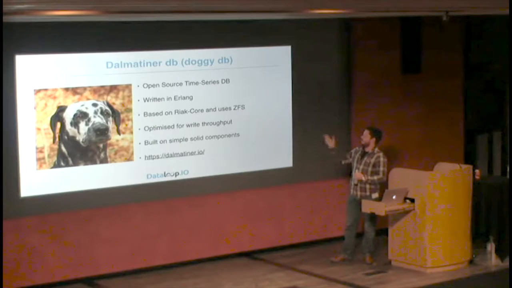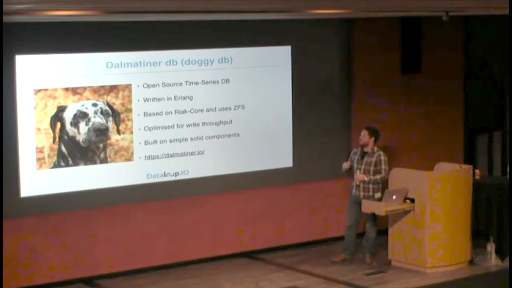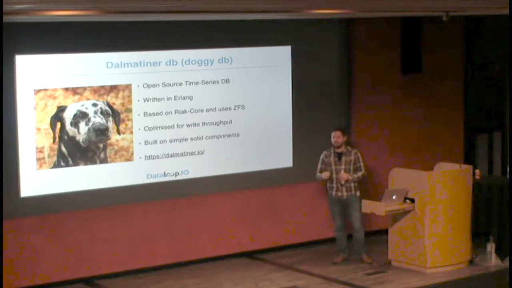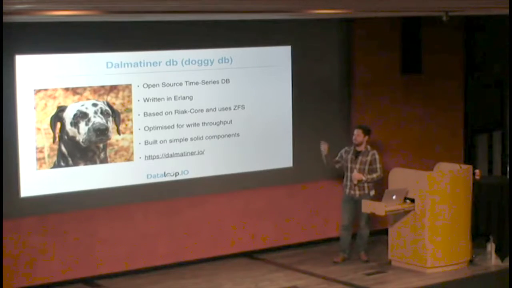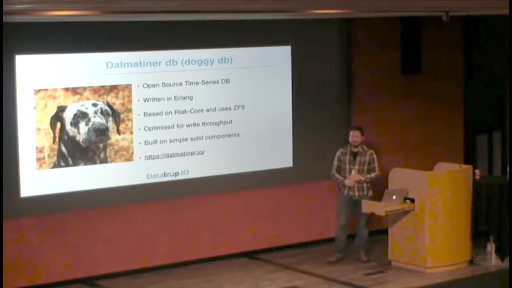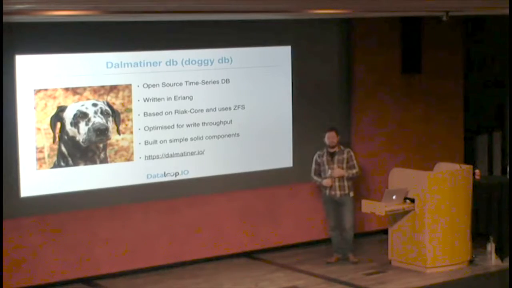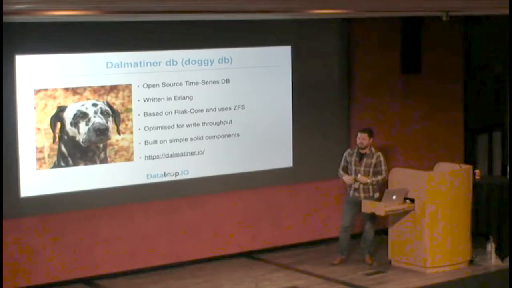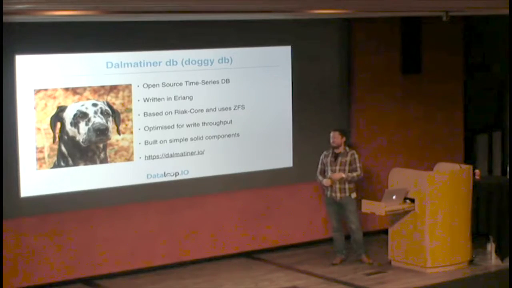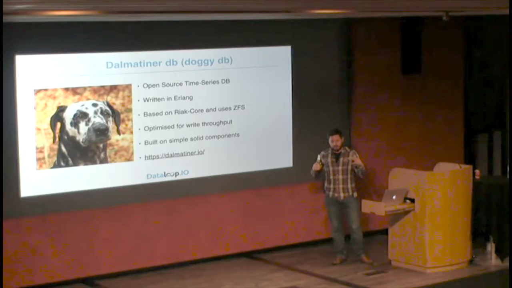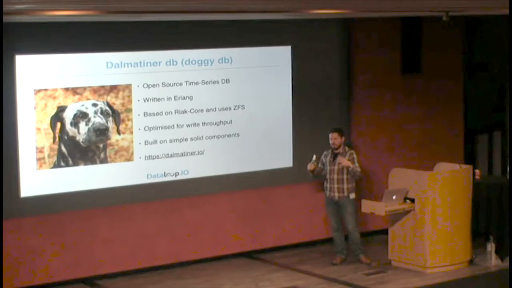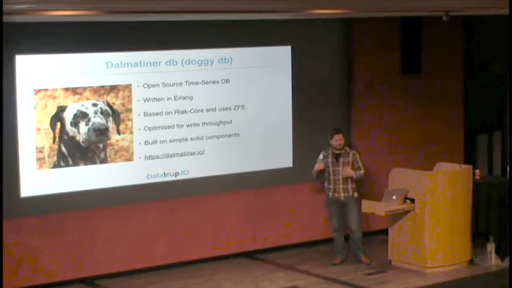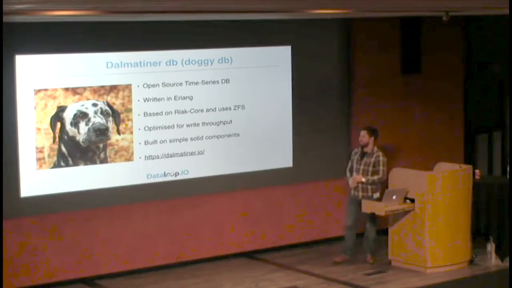Uses Riak Core and ZFS. It's highly optimized for write throughput. I'll go over some of the benchmarks a bit later, but you can get data in there really quickly. We did some initial investigation of the code, obviously using Riak Core and ZFS, which we liked, and it had a very elegant, simple design. There was a lot there, but it was manageable, something we could pick up and learn.